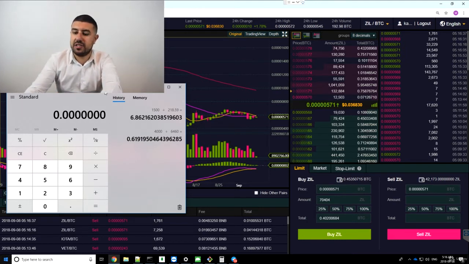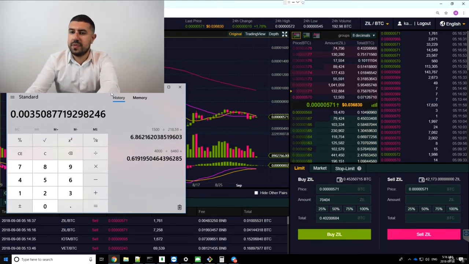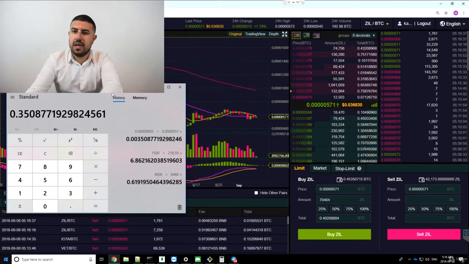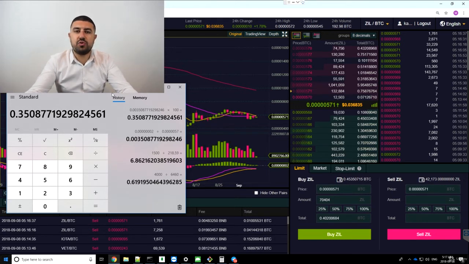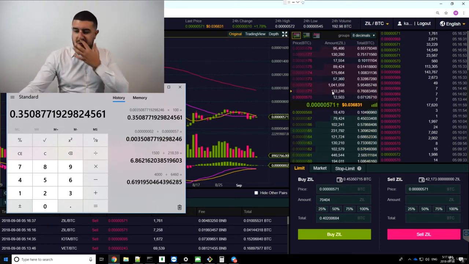What is it in percentage? So 2 Satoshis divided by 0.0000570 times 100, 0.35. So I would be saving 0.35% by selling on the ask instead of selling on the bid, right? So sometimes it pays to be a little patient. You save almost 0.5% right there. Why not? So I'm still waiting.